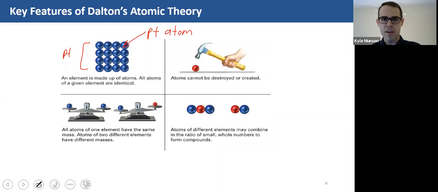Atoms cannot be created or destroyed, especially with a hammer. All atoms of one element have the same mass. Atoms of two different elements have different masses. And atoms of different elements may combine in the ratio of small whole numbers to form compounds. So these are key features of Dalton's atomic theory.